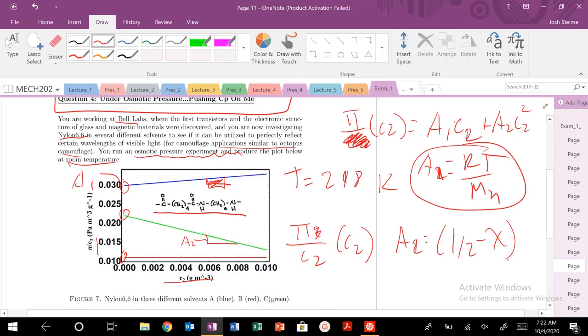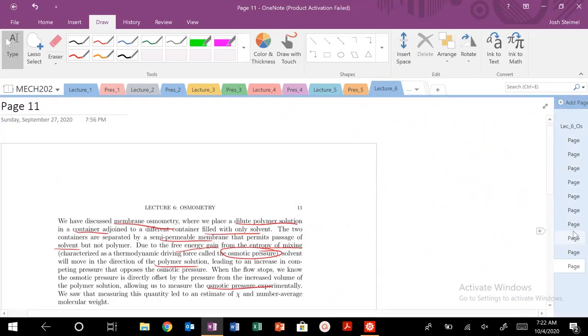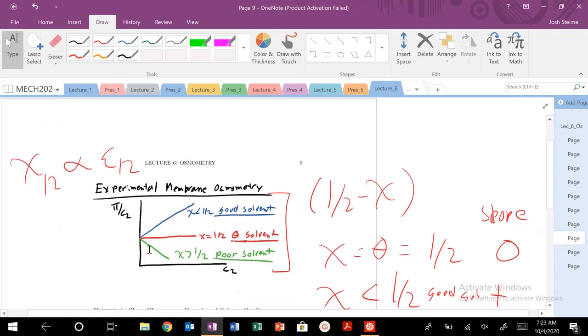So we already know if our slope is positive, what are we dealing with here? If chi is greater than 1/2, we are in what type of solvent, good solvent, bad solvent? If our chi value is greater than 1/2, we are going to be in a bad solvent, and our slope is going to be negative. We can look back and examine that in our lecture 6 notes right here.